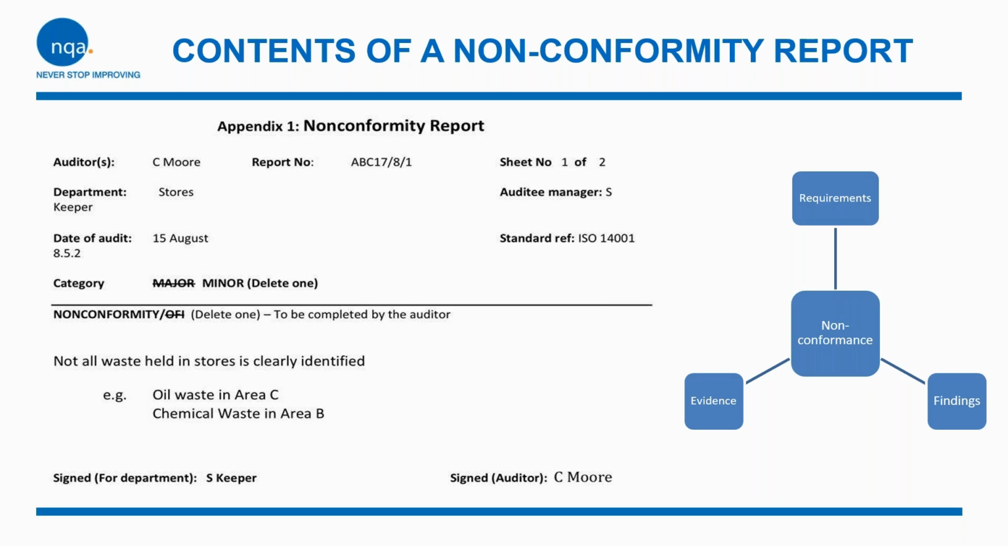But if you look at the right-hand side, you see the standard reference, ISO 14001 8.5.2. That's the requirement, so 1 out of 3 of those nonconformity triangle. And then you can see underneath that it states not all waste held in stores is clearly identified. So going back to that audit checklist we mentioned before, that is the finding, stating that what is supposed to happen isn't happening, and he's provided evidence to back this up. The example is the oil waste in area C and the chemical waste in area B. You see how all those 3 match together, and that forms specifically that nonconformity.